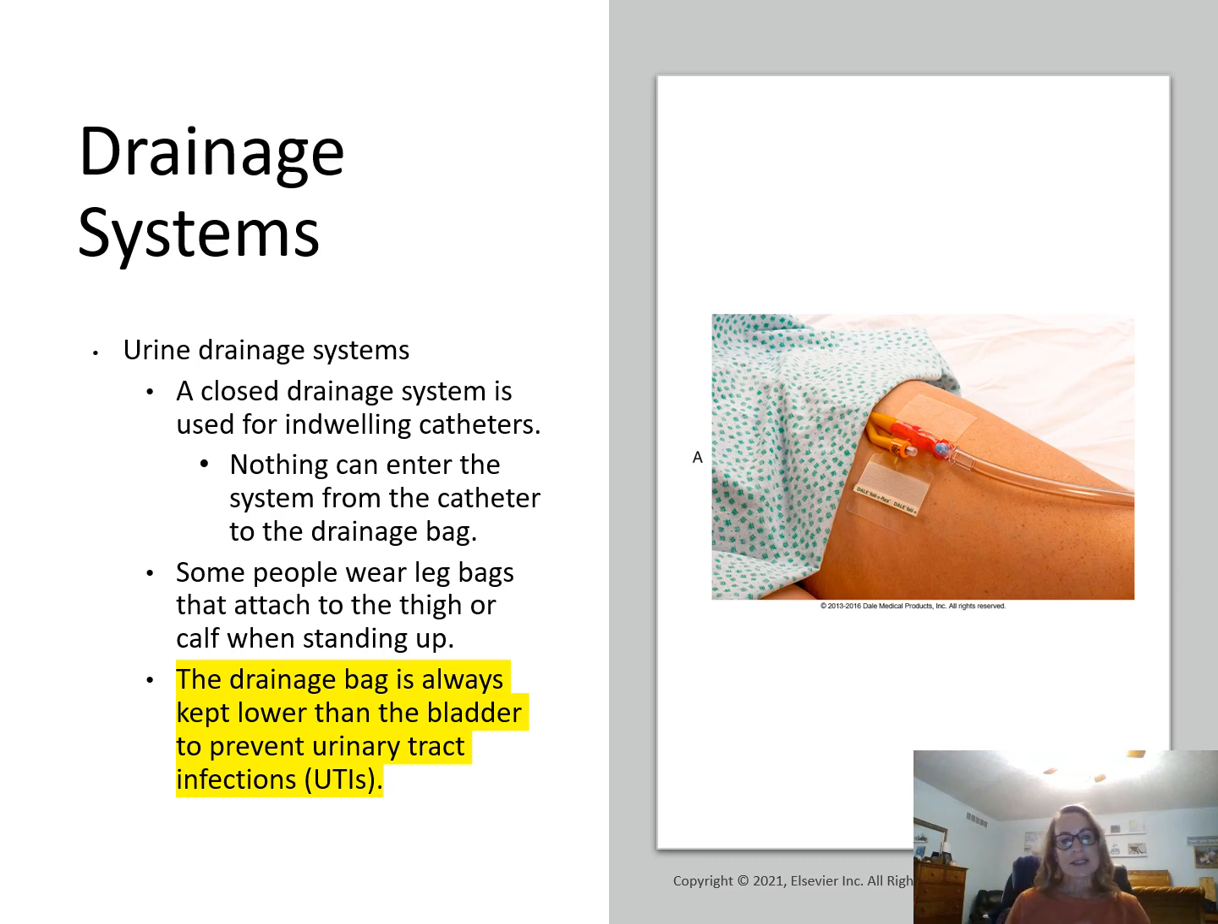The drainage system itself, a closed drainage system, is used for that indwelling catheter. Nothing can enter the system from the catheter to the drainage bag. Some people wear a leg bag that attaches to their thigh or their calf when standing up. So if they're out of bed and walking the halls, they might have a leg bag attached. The drainage bag is always kept lower than the bladder to prevent urinary tract infections. If the bag is hung higher than the person's bladder, things would backflow and could cause infection. So we always need to make sure that bag is lower than the bladder, okay?